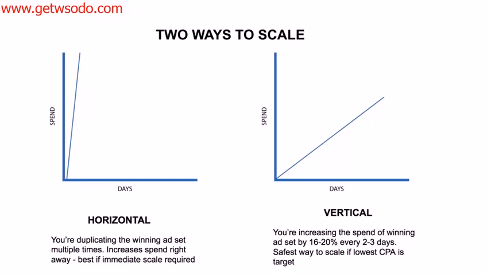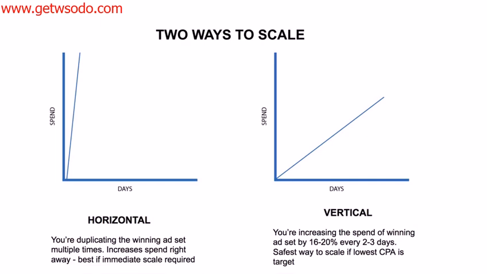So horizontal scaling is when you essentially have a winning ad set, so one that is getting you great results, and you're going to essentially duplicate that ad set multiple times, all of them each with their own budget. And this means that right away you're spending almost 3 times the amount, or 3 or 4 or 5 times more the amount than what you were initially spending.